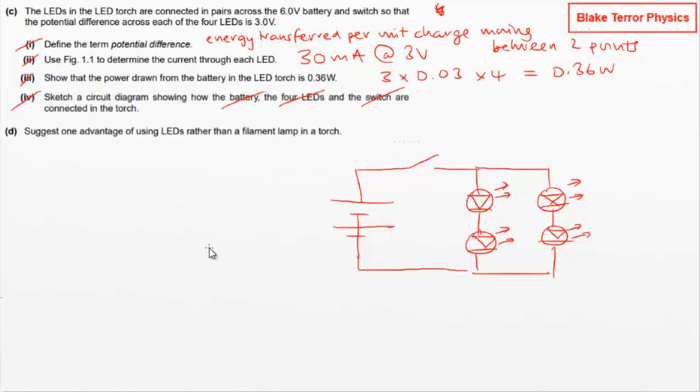Suggest one advantage of using LEDs rather than a filament lamp in a torch. Well, this is the same as we had on the last question. Longer life, more energy efficient, things like that. So yeah, a couple of LED related questions.